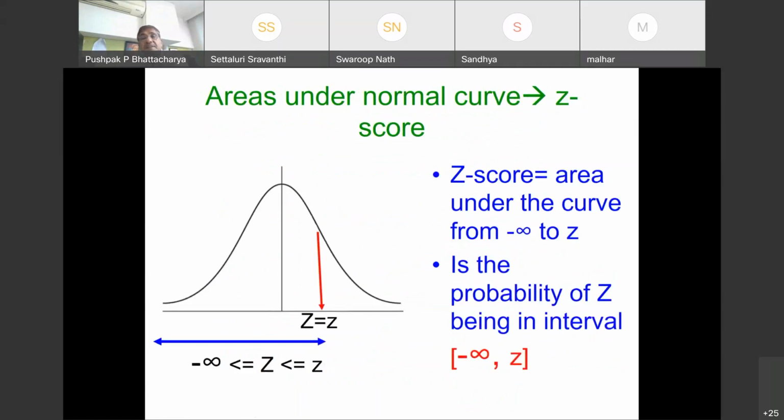Now, there is a very important concept called Z-score. I'm revising your concept of probability, or maybe I'm introducing some useful probability concepts. Z-score is the area under the curve from minus infinity to some value z. The capital Z is the random variable with respect to a standard normal distribution. So capital Z follows a normal distribution with mean 0 and standard deviation 1. So Z-score is the probability of Z being in the interval minus infinity to small z. So capital Z is the random variable, small z is the Z-score.